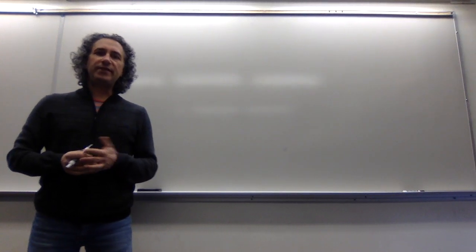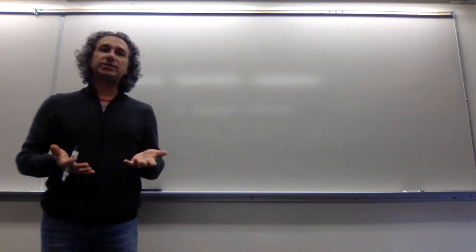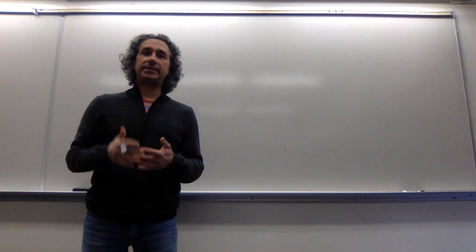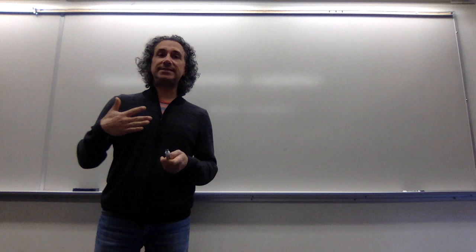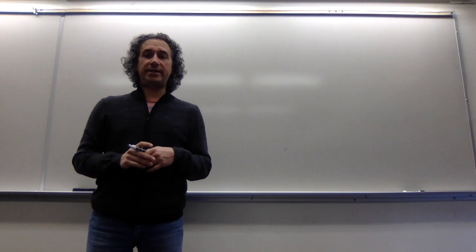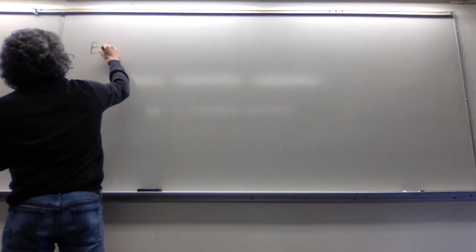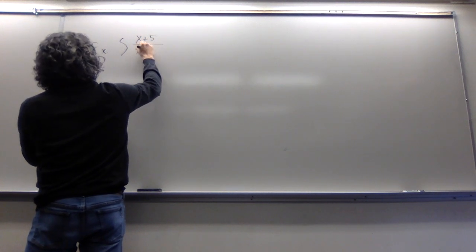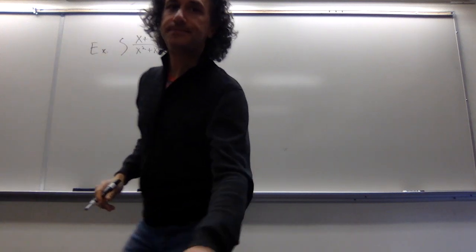Hi guys, in this video we're going to introduce another technique of integration. In this section we'll look at functions that happen to be rational expressions, that's a polynomial over another polynomial, where the degree of the numerator is less than the degree of the denominator, and we happen to be able to factor the denominator. So as an example, let's take a look at the following integral, x plus 5 over x squared plus x minus 2 dx.